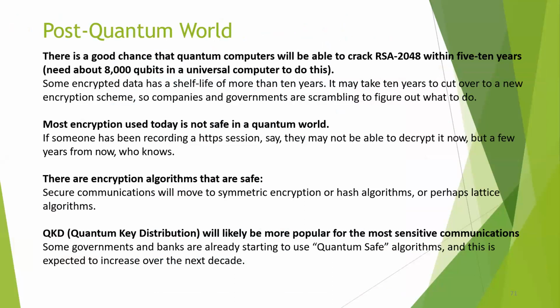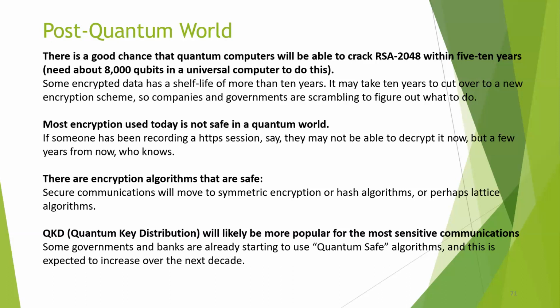Now, let us consider the post-quantum world. When quantum computers arrive, there is a good chance that they will be able to crack RSA within 5-10 years, which needs about 8,000 qubits in a universal computer. Some encrypted data has a shelf life of more than 10 years. It may take 10 years to cut over to a new encryption scheme, so companies and governments are scrambling to figure out what to do. Most encryption used today is not safe in a quantum world. If someone has been recording an HTTPS session, they may not be able to decrypt it now, but a few years from now, who knows?